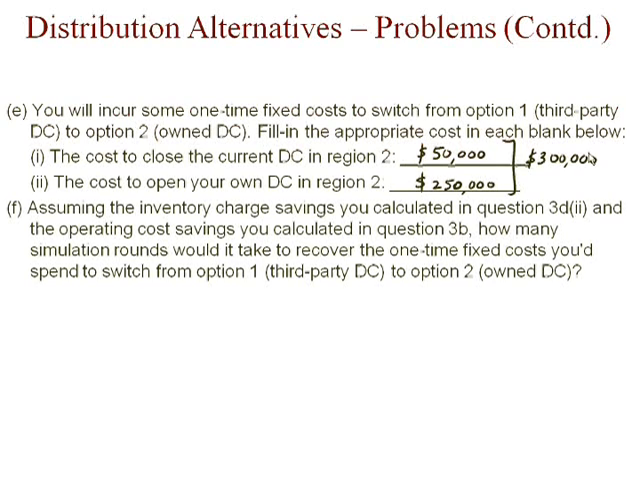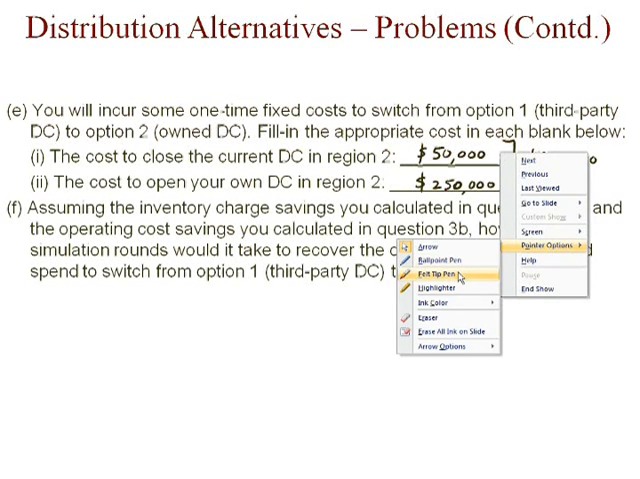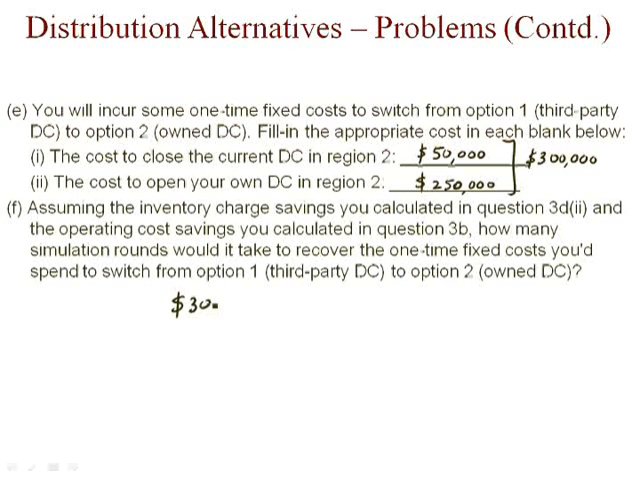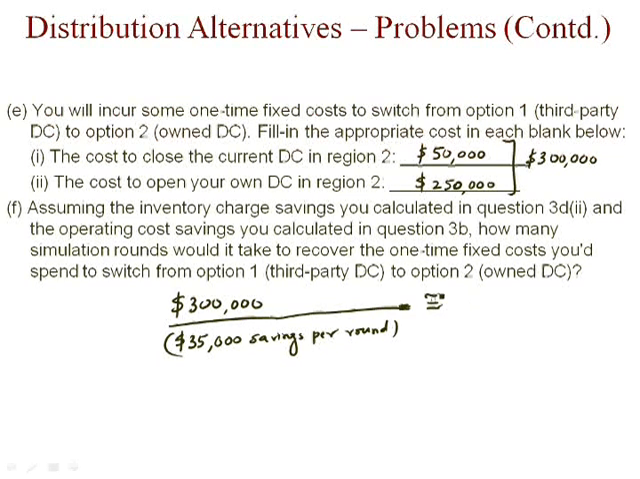That is 300,000. So to get that, we can look at how much we currently have to incur for fixed cost, 300,000, and then divide this by savings per simulation round. Now remember that we have calculated the inventory charge savings as 25,000 and then $10,000 as our operating cost savings. So the total will be $35,000 savings per simulation round. It's per round. So if we divide the two, we will obtain the total number of rounds that are required, and that is going to be approximately 8.6 rounds. So if you have 8.6 more rounds in front of you, then this kind of a switch will have a positive impact on the overall cost.